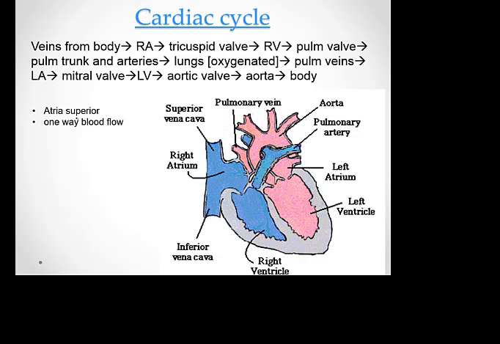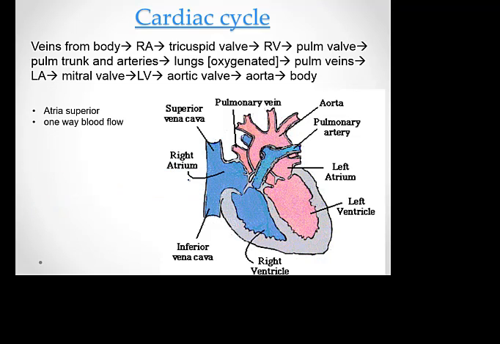If I was to remove the heart and make it into one long tube, and I said this was the atrial end of the tube and this is the ventricular end of the tube, blood will flow from the atria to the ventricles. There will be a valve between them. From the ventricles, the blood will flow into arteries, and again there will be a valve between them. And this is the same for the right and the left side, okay? So that blood flows in a one-way fashion.